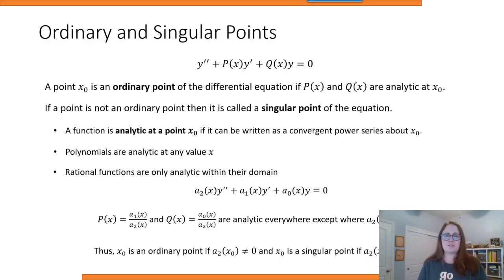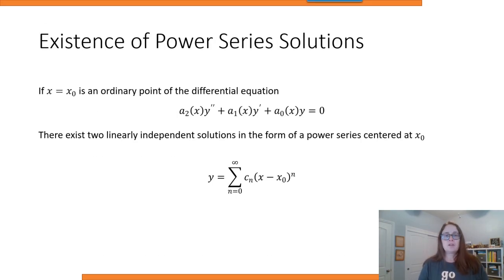Okay, so the next thing we're going to talk about is, how do we know when we have a power series solution to a differential equation? It turns out if x naught is an ordinary point of the differential equation, then there exist exactly two linearly independent solutions in the form of a power series around x naught. So y would equal the sum from n equals 0 to infinity of c n times x minus x naught to the n. Now, most of the time when we're doing this, we're letting x naught equal 0, but we're not limited to that value.